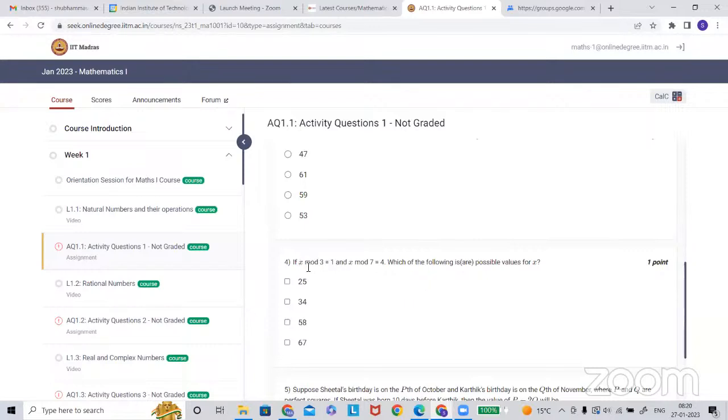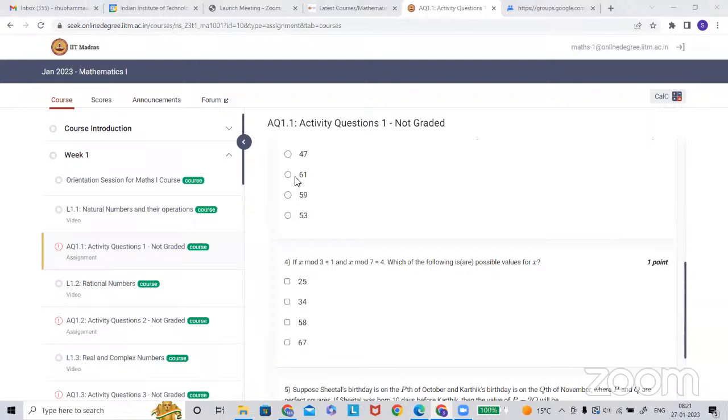You know the property: if x mod 3 is 1 and x mod 7 is 4, then which of the following options is the value of x? Just take the options one by one and check each option. That's all, the hit and trial method. Okay, I'll do that, sir. Checking by 3 and checking by 7 also. Okay.